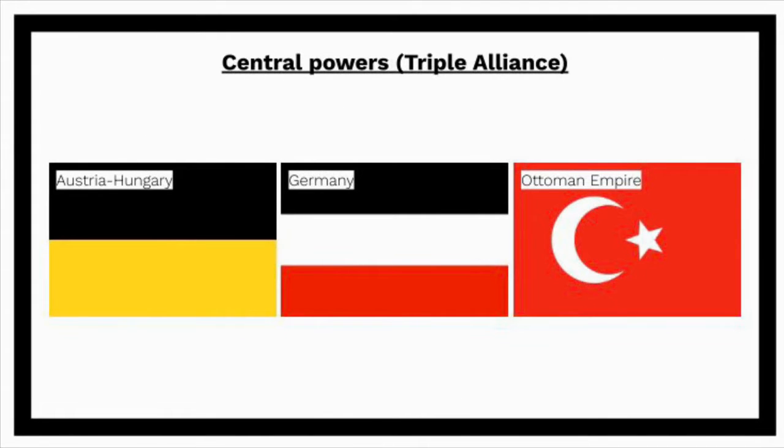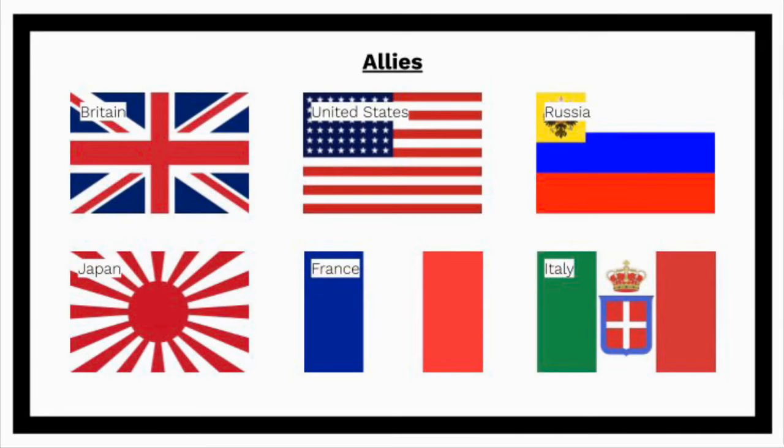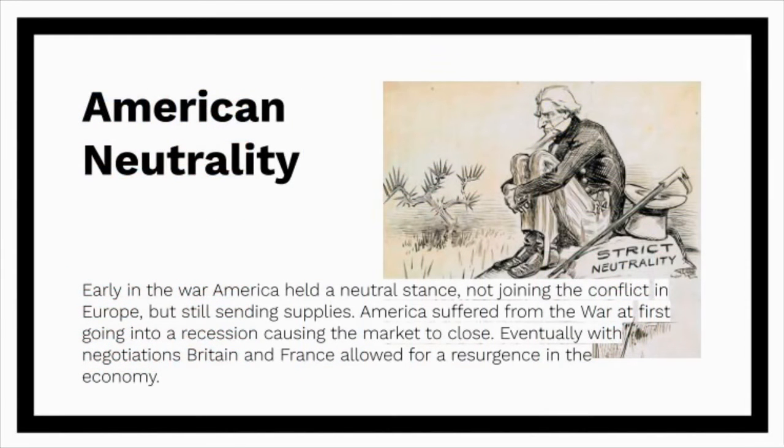The Central Powers included Austria-Hungary, Germany, and the Ottoman Empire, while the Allies included Britain, the United States, Russia, France, Italy, and Japan. Early in the war, America held a neutral stance, deciding not to join the conflict in Europe, but still sending supplies to the Allies, but not the Central Powers, as the British Navy held a blockade preventing the Central Powers from trading with the United States. America originally suffered from the war at first, going into recession and causing the markets to close. Eventually, negotiations with Britain and France allowed America's economy to recover.